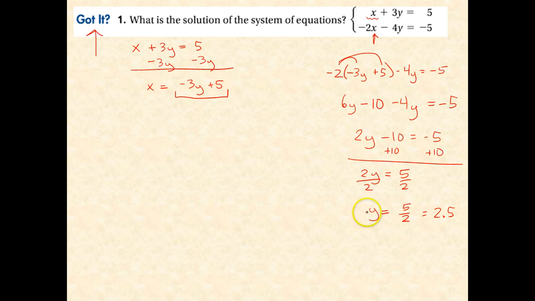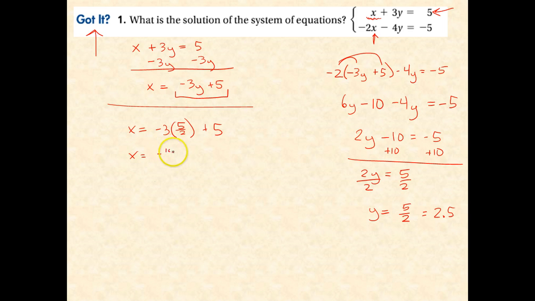Alright, now that I know what the y value is, I can plug back into either one of these. This one has a negative 4 times. I'm going to use this one because the x is already by itself. This one looks easier to solve for x. So x equals, here I already have the x by itself in this form right here. Negative 3 times y, which is 5 over 2, or 2.5, plus 5.